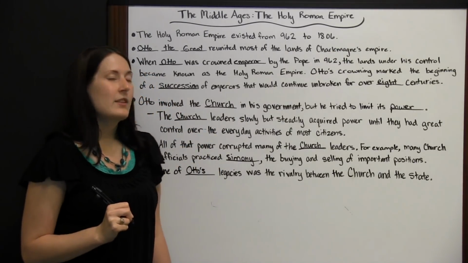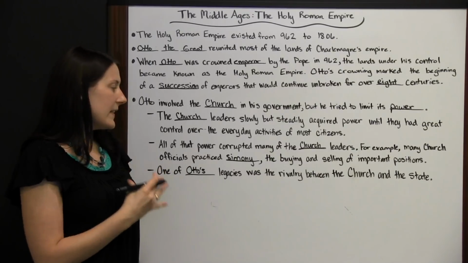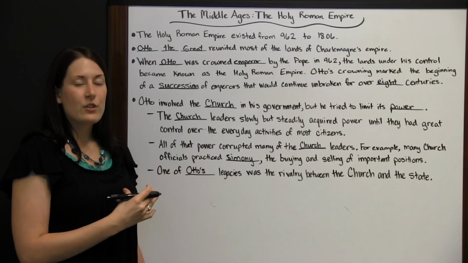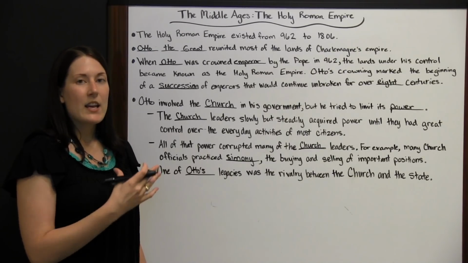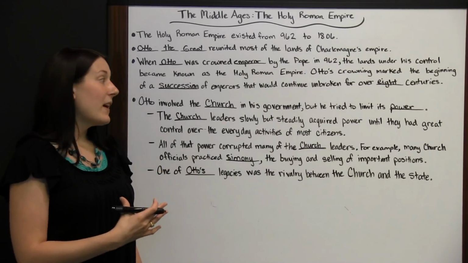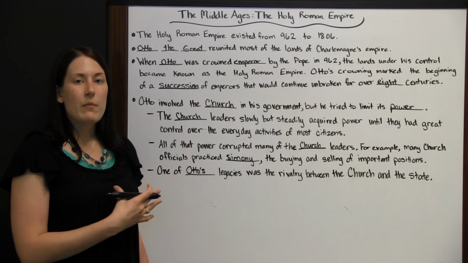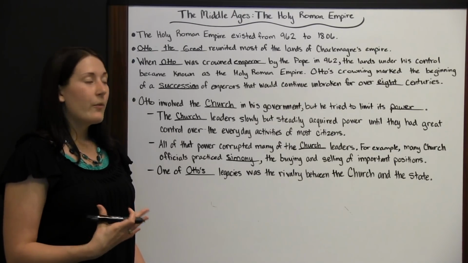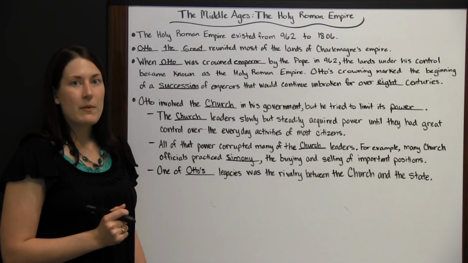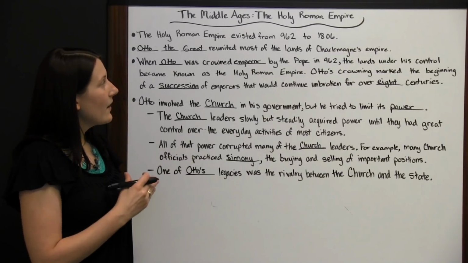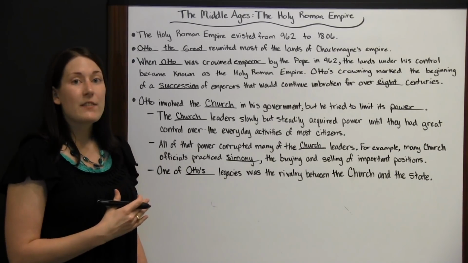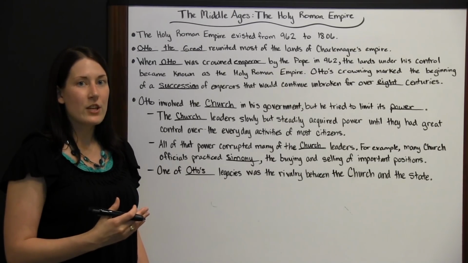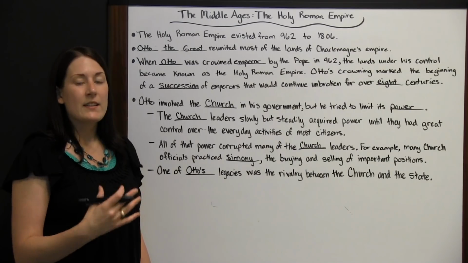One of Otto's legacies was the rivalry between the church and the state. So this is going to continue throughout the whole of the Holy Roman Empire, where the church is corrupt, the church has a lot of power, and whoever the emperor is going to be fighting to keep his government in control, or at least to have a good portion of the control, which was not easy to do since the church had already become so powerful. And the Holy Roman Empire was going to consist of emperors that had been crowned by the church. So there was always going to be this relationship between the emperor and the church.